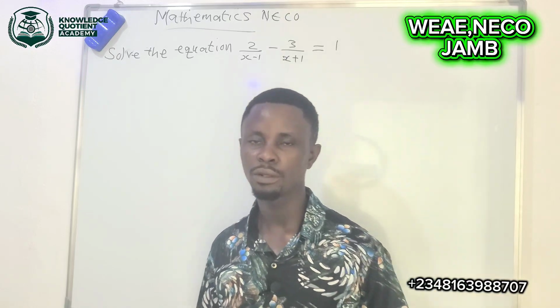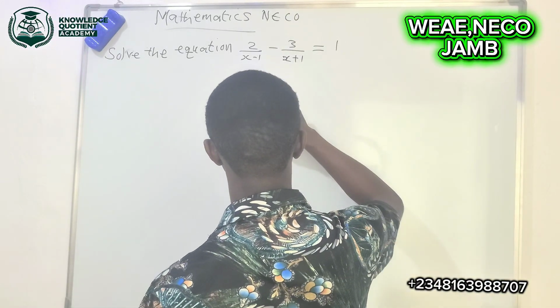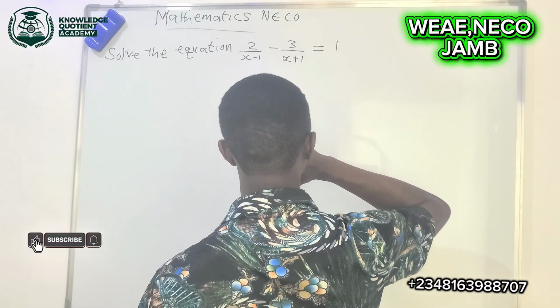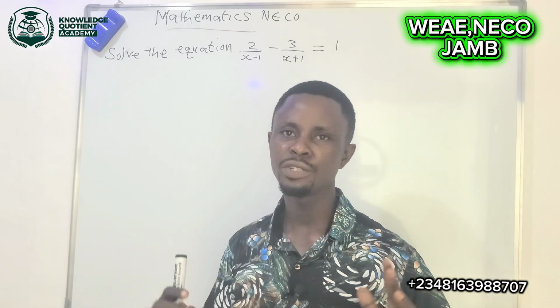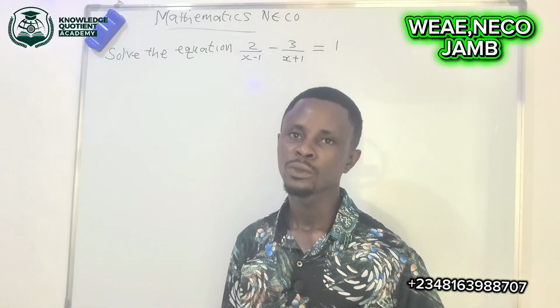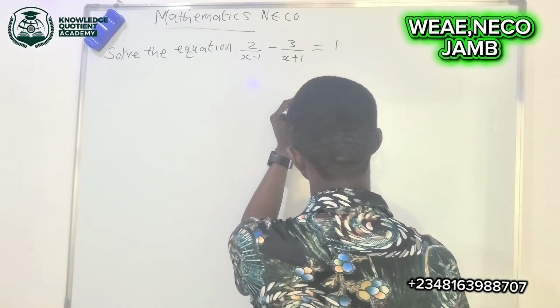So let's solve the equation on the board. It says: solve the equation 2 over x minus 1 minus 3 over x plus 1 is equal to 1. The first thing you need to do, remember this is a fraction, this is also a fraction, so let's join these fractions together. The first thing is the subtraction of these fractions. So what is the LCM of this?